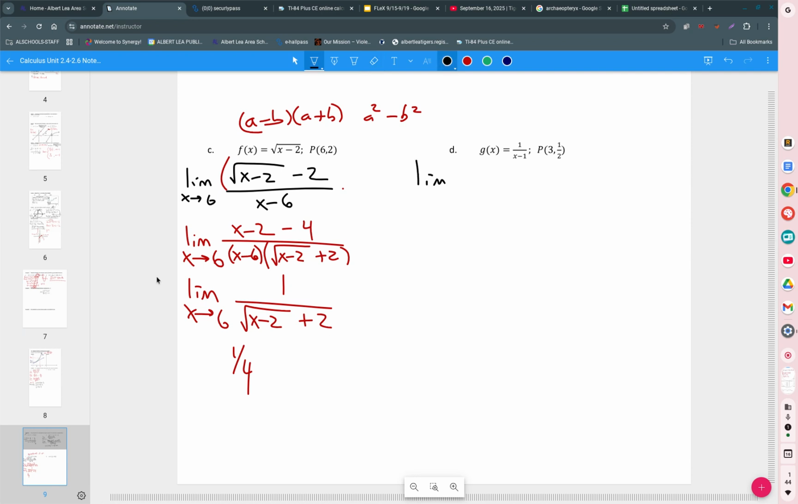The limit as x goes to 3 of 1 over x minus 1, minus 1/2, over x minus 3. We see the complex fraction in front of us. What do we need to do? Common denominators. I multiply the top and bottom by an x minus 1 over here, and the top and the bottom of the other side by 2.